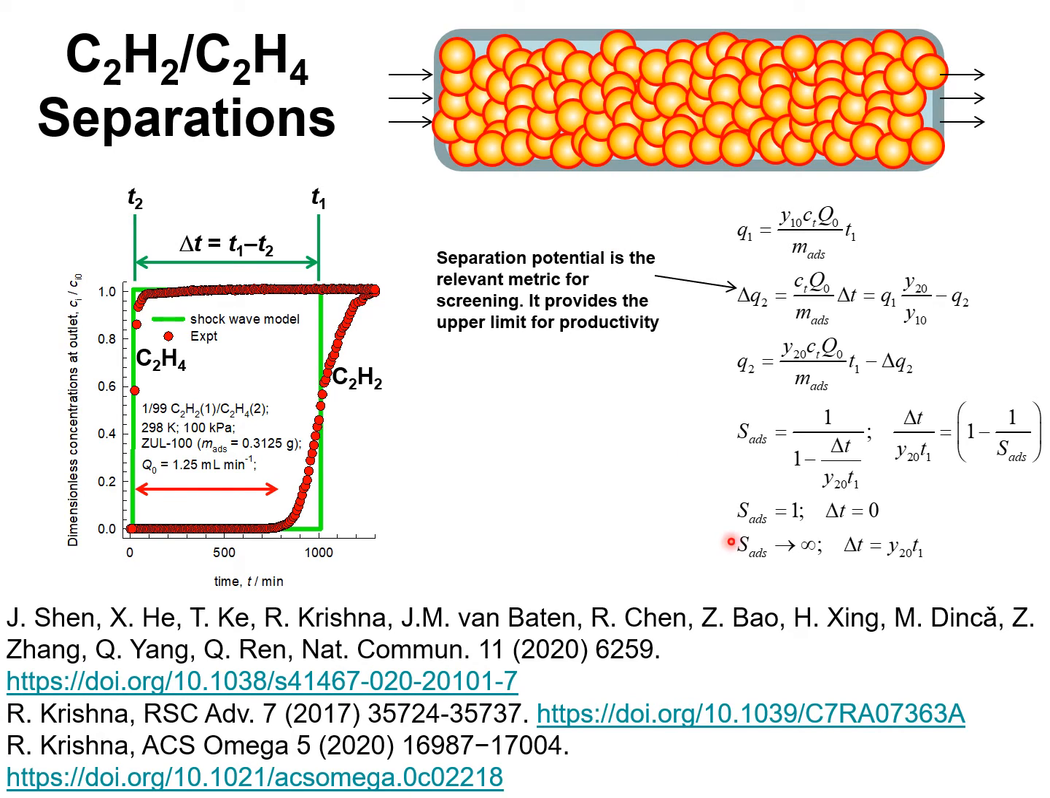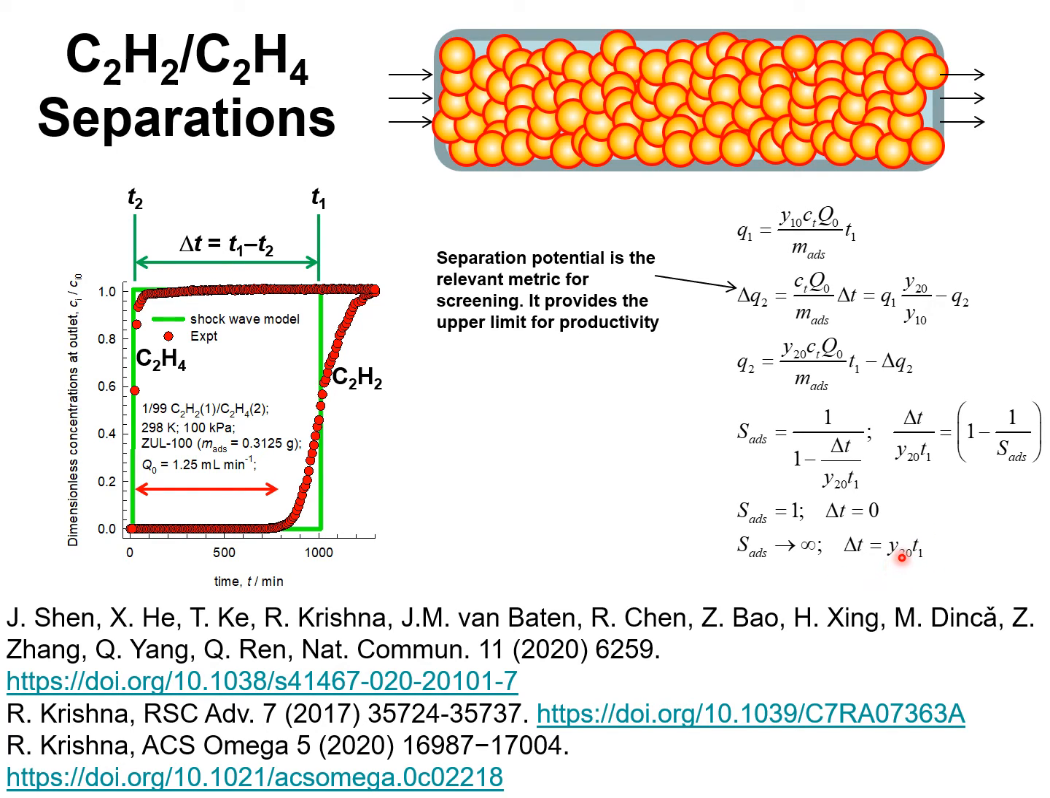The closer the adsorption selectivity is to the value of unity, the shorter will be the distance between the breakthroughs of components 1 and 2. In the other limit of infinite adsorption selectivity, the delta T can be derived as simply Y20, the mole fraction of component 2 at the inlet, times the breakthrough time for component 1.